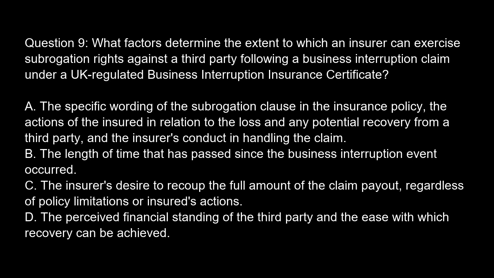Option A. The specific wording of the subrogation clause in the insurance policy, the actions of the insured in relation to the loss and any potential recovery from a third party, and the insurer's conduct in handling the claim. Option B. The length of time that has passed since the business interruption event occurred. Option C. The insurer's desire to recoup the full amount of the claim payout, regardless of policy limitations or insured's actions. Option D. The perceived financial standing of the third party and the ease with which recovery can be achieved.